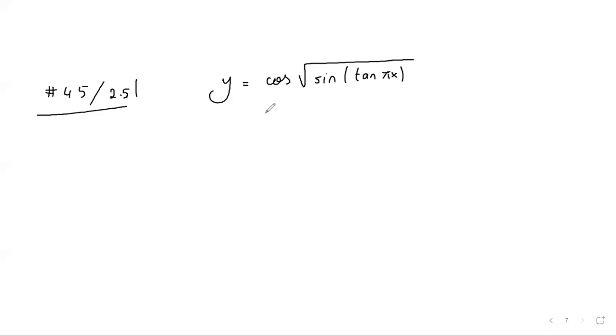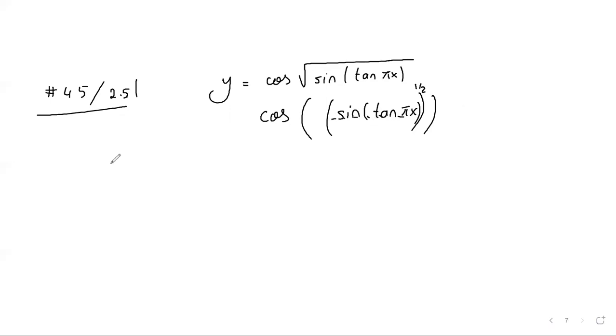as a composition of functions. So this is cosine of, and over here you have something, and this thing is the square root of sine of tangent of pi x, this guy to the 1/2. So this is the function. It's a composition of cosine and that function.